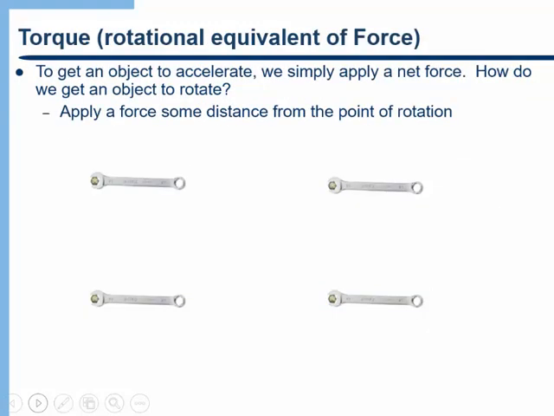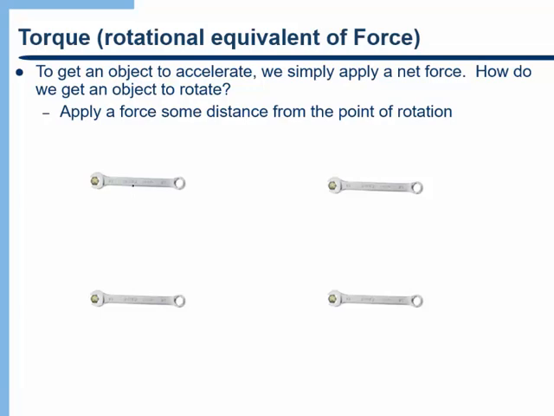Well, let's start out by looking at torque. If we want to get an object to accelerate, we know that we just apply a net force. The equivalent question is, how do we get an object to rotate? So imagine I've got some different wrenches here where I'm trying to tighten a bolt. And let me just propose some different ways I could use the wrench.